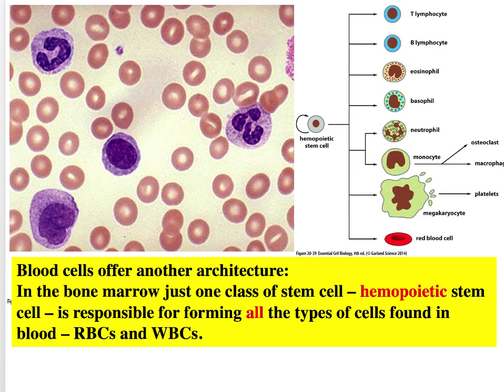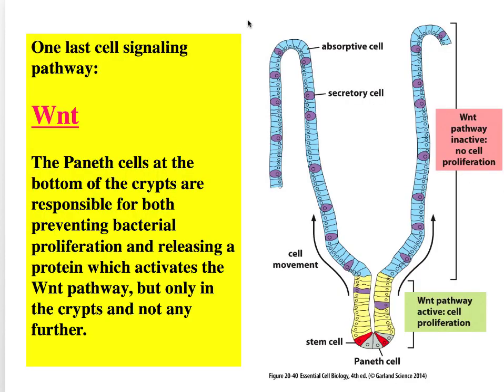Yet another architecture exists when it comes to the fluid connective tissue, blood. The stem cells are not located in the blood, but they are positioned in bone marrow, and those stem cells can give rise to any constituent when it comes to red blood cells and white blood cells, as indicated here, including the platelets.